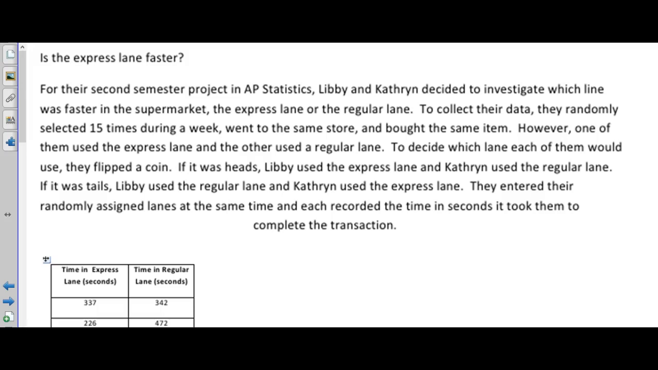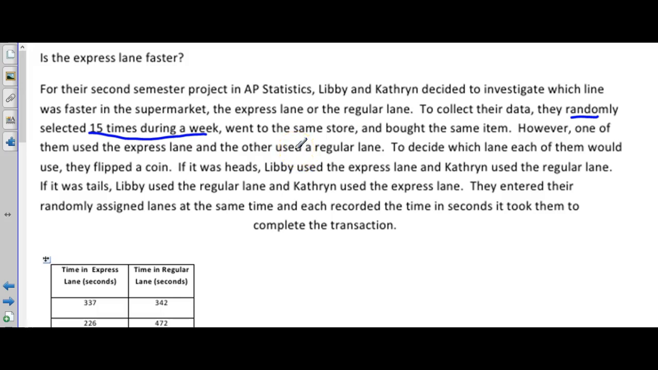And to collect their data, they randomly selected, once again, notice the randomization here, 15 times during the week, went to the same store, bought the same item. However, one of them used the express lane and the other used the regular lane. So they're trying to minimize variability related to checkout times related to items or different stores. So they're going to the same store at the same time, randomly selected 15 times. One's going to the express lane, one's going to the regular lane.